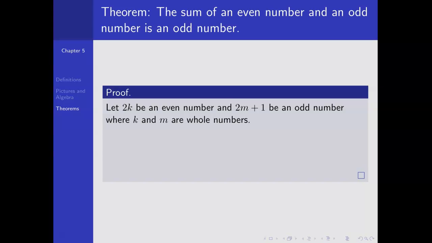And then because we want to know about their sum, we're going to add them together. So we get 2k plus 2m plus 1. And now we're going to rewrite that. We're going to use the distributive property and write that as 2 times the quantity k plus m plus 1. So that's by the distributive property.